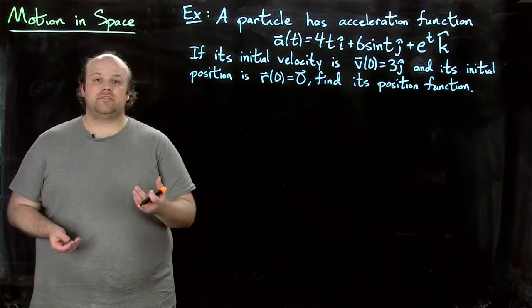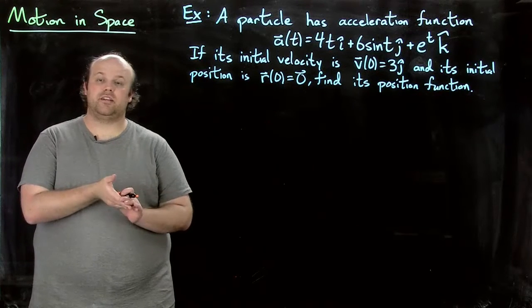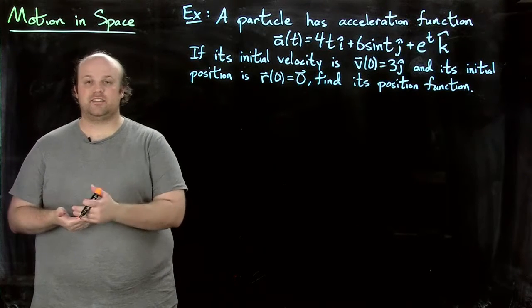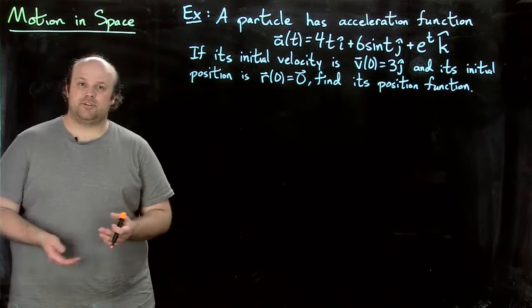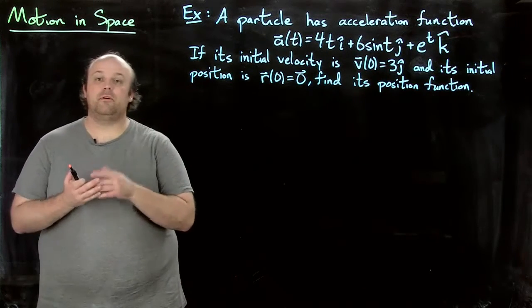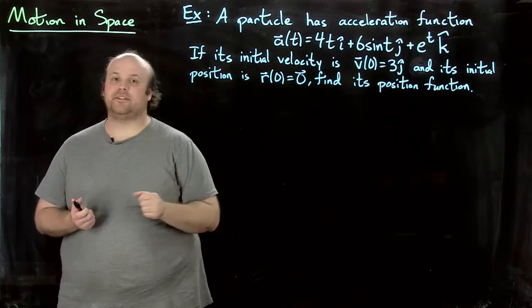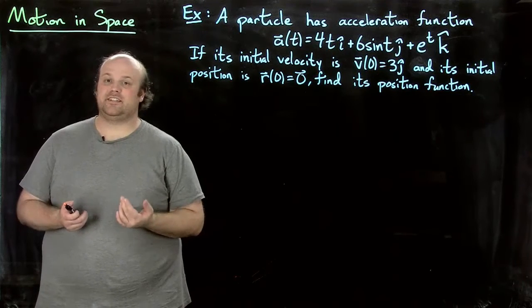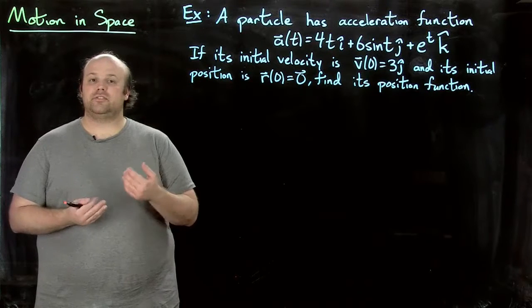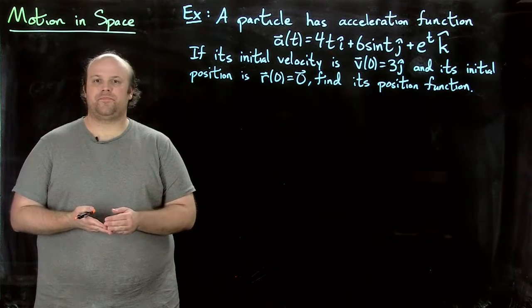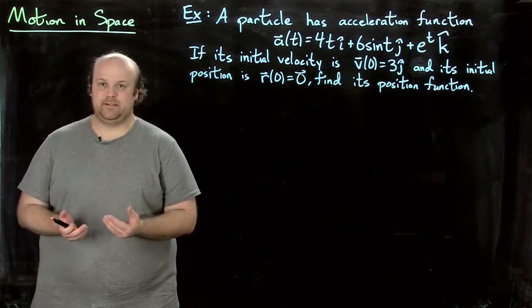Okay, so now let's do an example using the fact that the velocity is the derivative of position and acceleration is the derivative of velocity, or the second derivative of position. All right, so let's look at this example here where we're given a particle moving around with some acceleration function, given here by 4t i plus 6 sine t j plus e to the t k. Right? And then we're also given its initial velocity and its initial position. What we want to do is find the general position function for any time t.